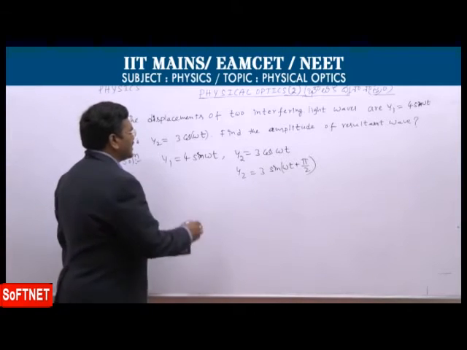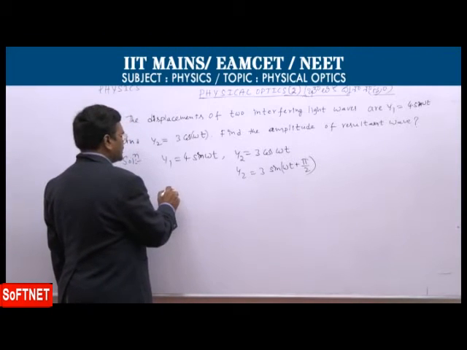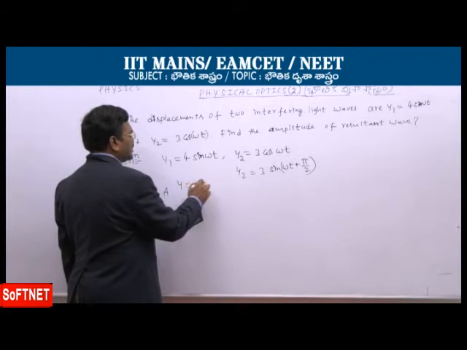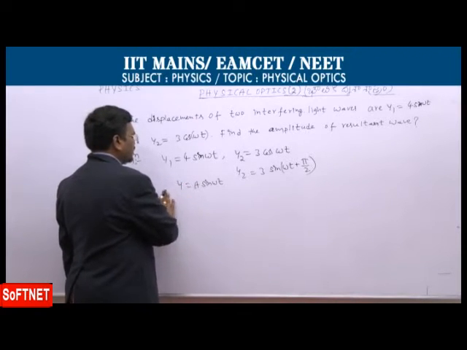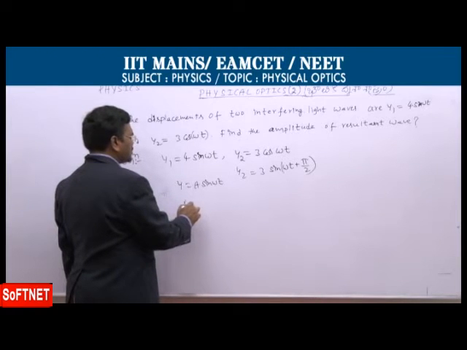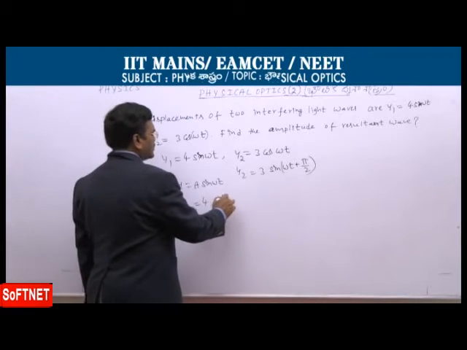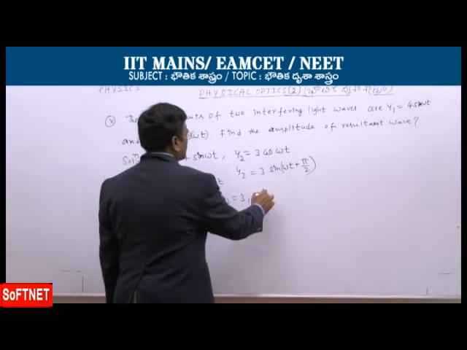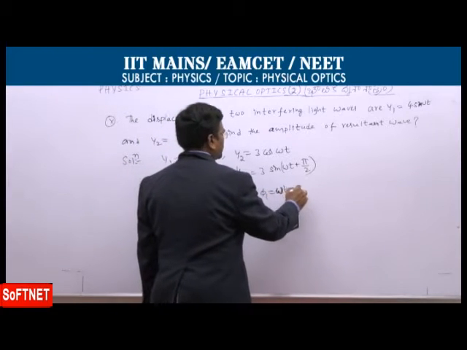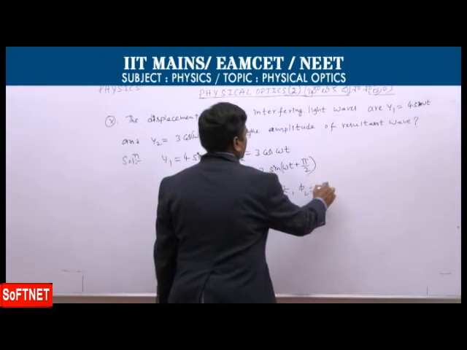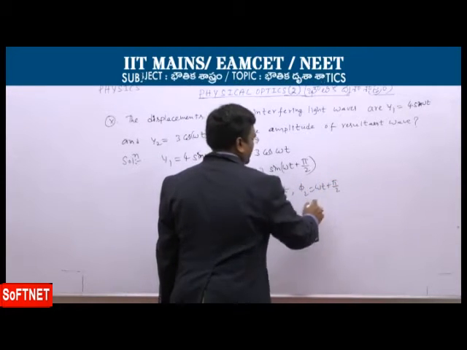Now what is phase here? Amplitude, how much here? The general equation is Y equals A sin omega t. From this, A1 is 4 and A2 is 3. Phi 1 is omega t. Phi 2 is omega t plus pi by 2.